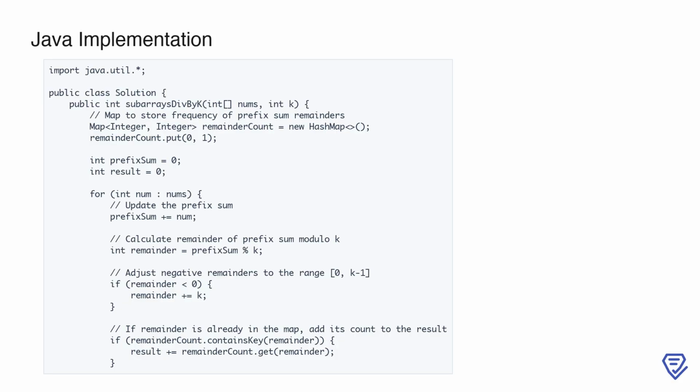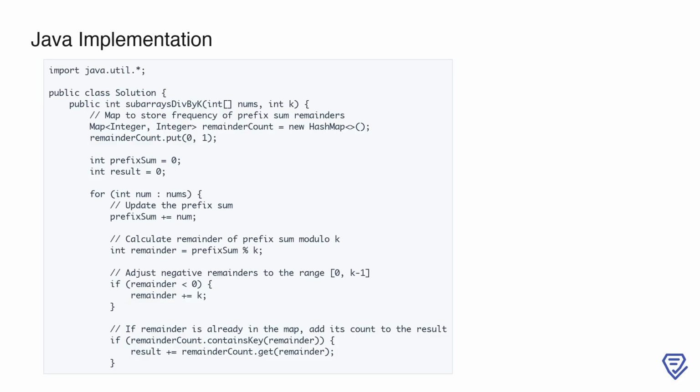Next, we declare two variables, prefix sum, which will keep a running total of the elements in the array, and result, which will store our final count of valid subarrays. The for each loop then iterates through each number in the input array. For each number, we update the prefix sum by adding the current number. After that, we compute the remainder of the updated prefix sum when divided by k. If the remainder is negative, we adjust it by adding k to ensure it falls within the range of 0 to k-1. This normalization is necessary for consistent handling of remainders across all cases.